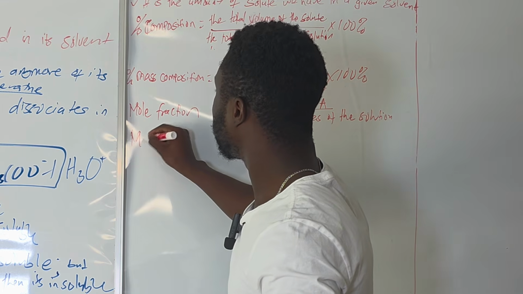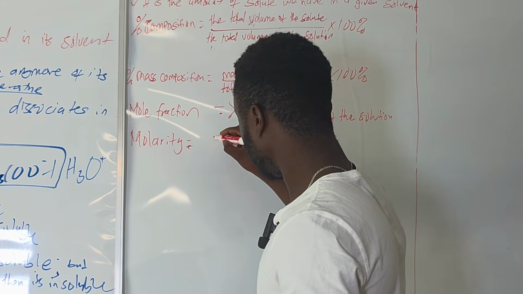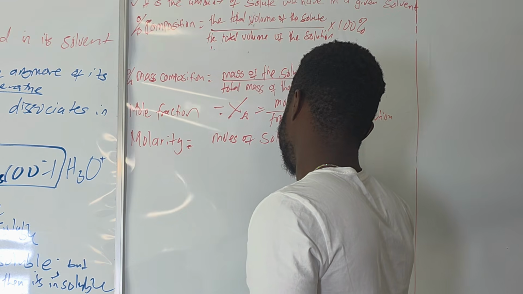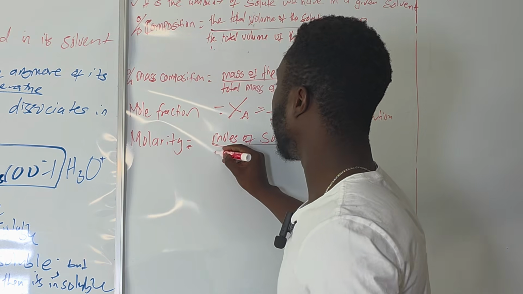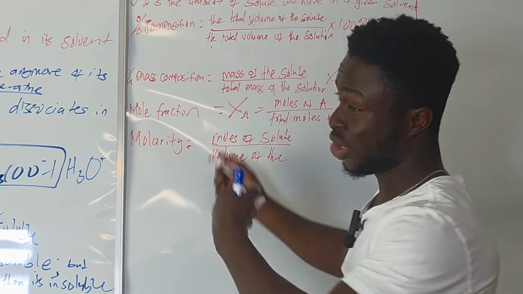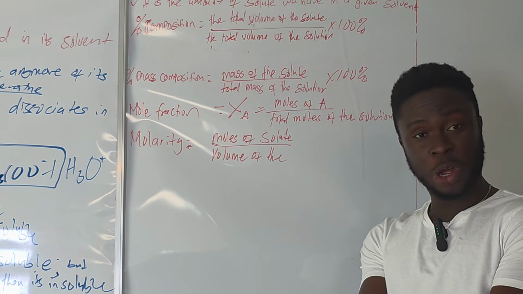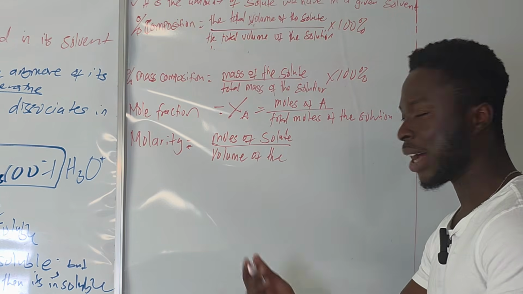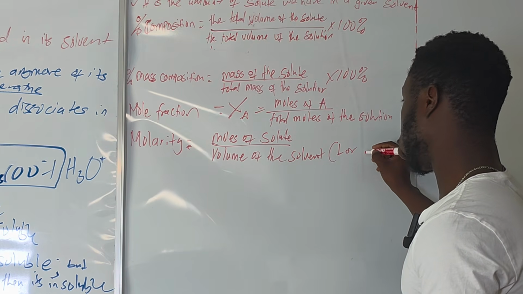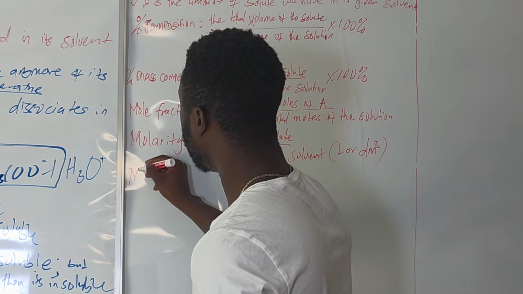All right, so molarity over here is equal to the moles of the solute, once again, divided by the volume of the solution or the solvent. This here could be the solution or the solvent because the solvent makes the liquid part of the solution, and it's in liters, or it could be in decimeters cubed. It works. And then we have molality.